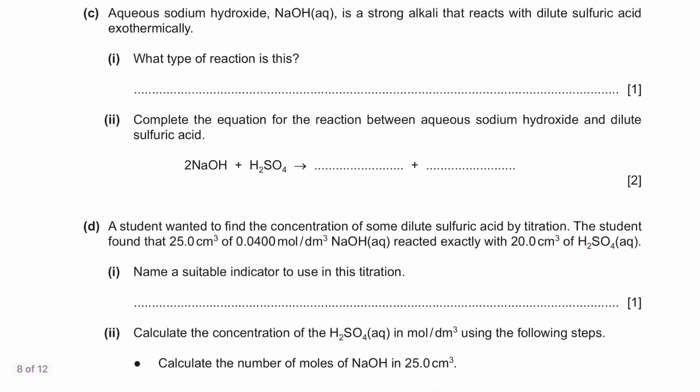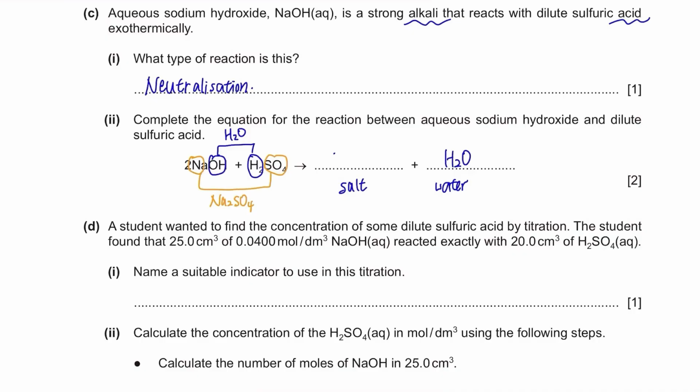Part C. Aqueous sodium hydroxide, NaOH(aq), is a strong alkali that reacts with dilute sulfuric acid exothermically. What type of reaction is this? Adding an alkali and an acid together, it's neutralization. Complete the equation for the reaction between aqueous sodium hydroxide and dilute sulfuric acid. In neutralization, salt and water will be produced. So first write water, and the salt should be the remaining ions added together.